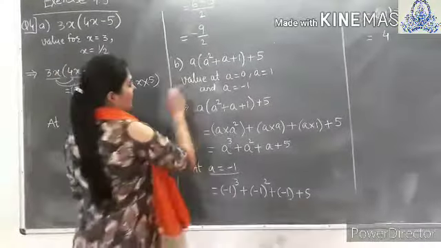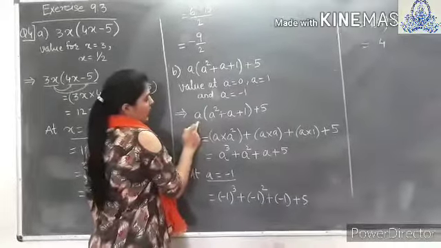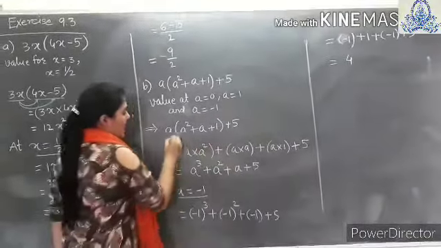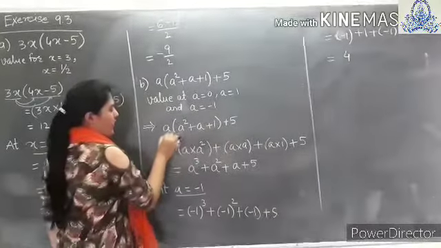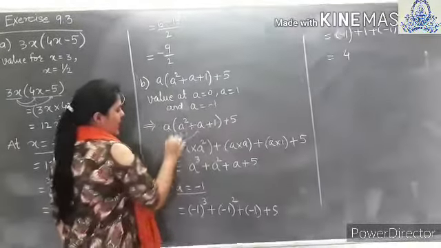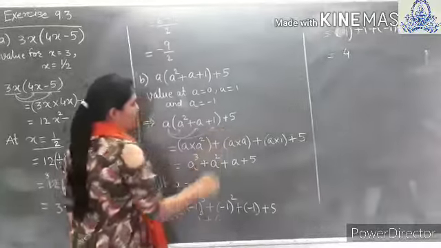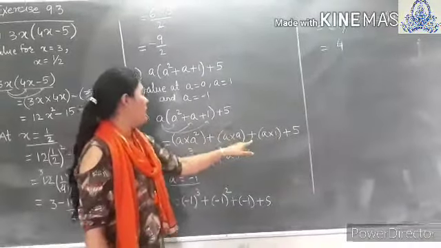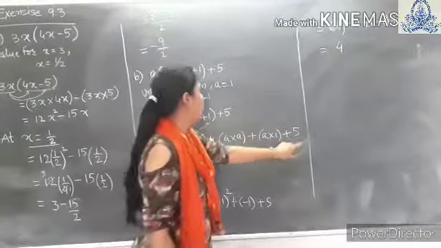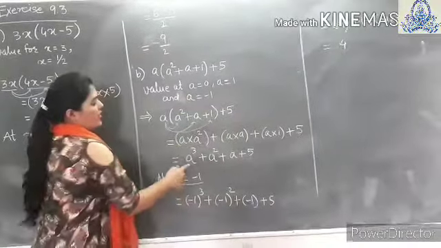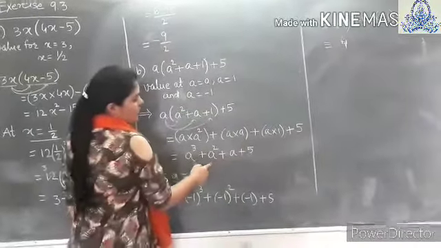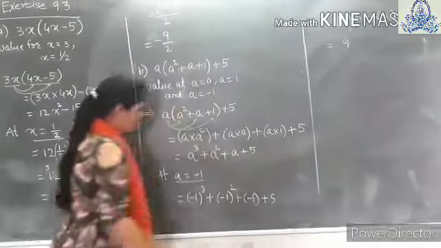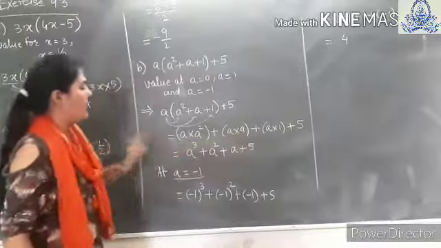Now see this example, a into a square plus a plus 1 plus 5. Again this a will be multiplied with this a square, with this a and with this 1. So a into a square plus a into a plus a into 1 plus 5. So a into a square is a cube, plus a into a is a square, plus a into 1 is a, plus 5. This is the simplified expression.